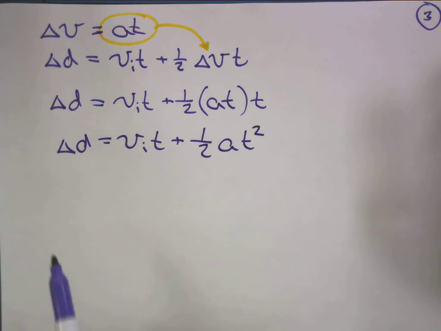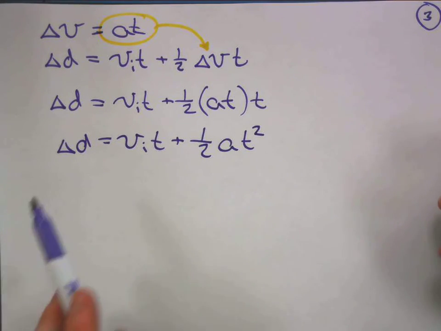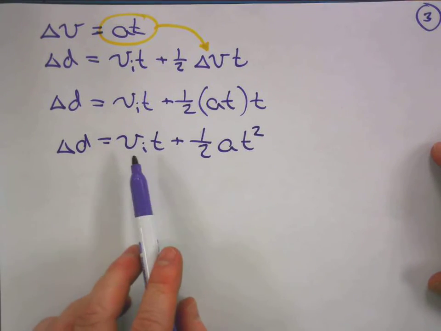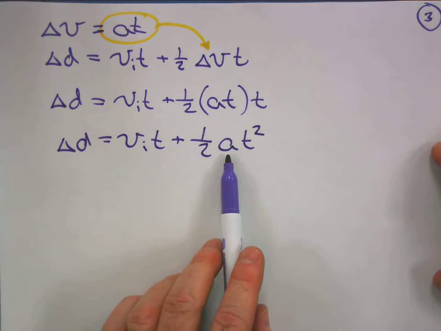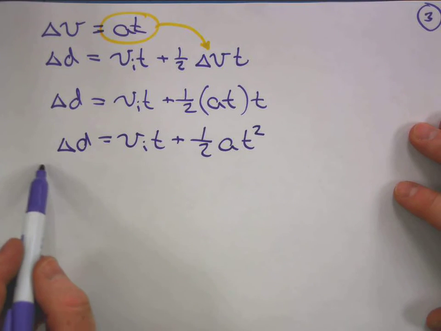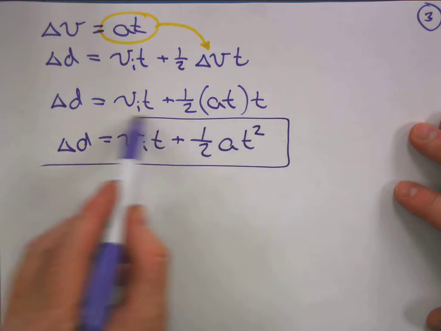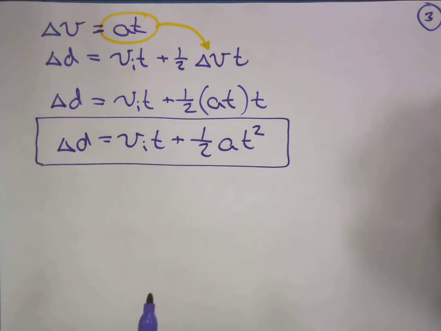Boom. Now check this out. We have an equation that relates the displacement of the object to initial velocity and to time and to acceleration. This is an equation worth remembering. You're going to use it quite often, actually, in problem-solving situations.